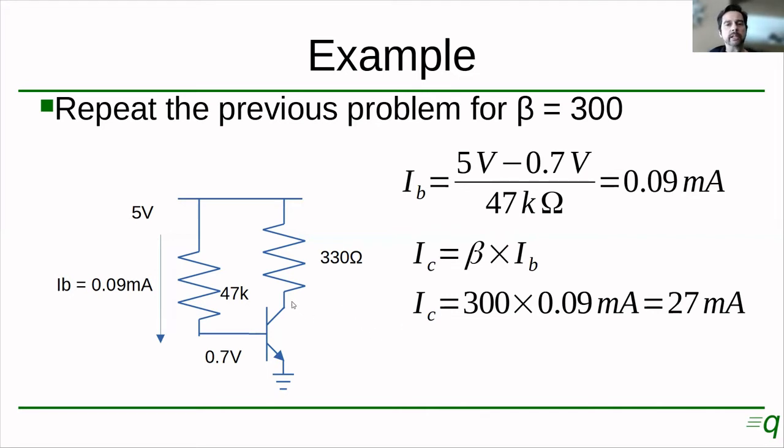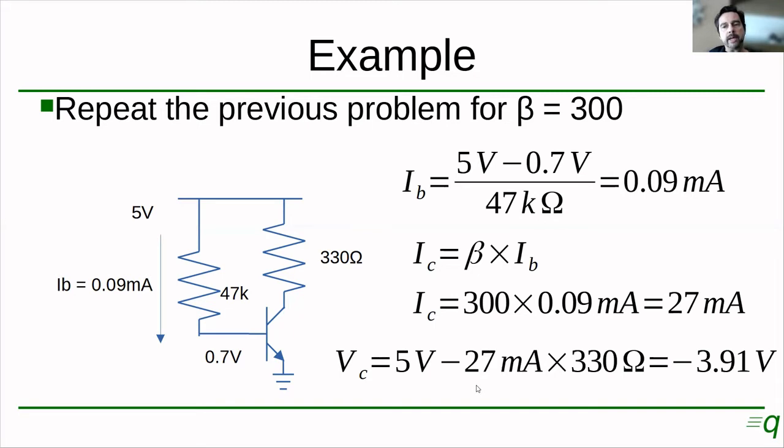Now, if we want to calculate again the voltage at the collector, it's going to be 5 volts minus whatever we're losing on the resistor, okay? What we lose on the resistor is 27 milliamps times 330 ohms. If we do the math, we will end up with a collector voltage of negative 3.91 volts. And this negative sign here should be a clue that something is maybe not quite right, okay? And we're going to have a more detailed look at what's not right in the next section.